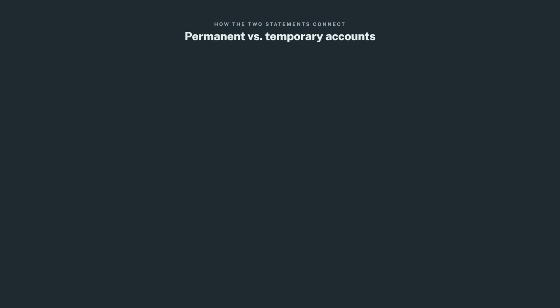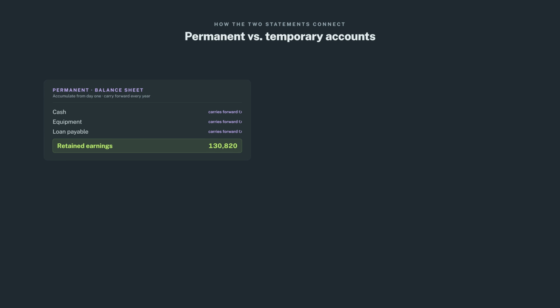Now at the start of this series, I said I didn't want to get too deep into technical accounting, and we'll still try to avoid deep accounting discussions for the most part. But for retained earnings specifically, we need to talk through the mechanics just briefly, because it's the key to how these two statements connect. And the basic idea is straightforward. The accounts on the balance sheet are permanent. They accumulate from the very beginning of the company and carry their balances forward year after year. The cash account, the equipment account, the loan, they just keep rolling forward.